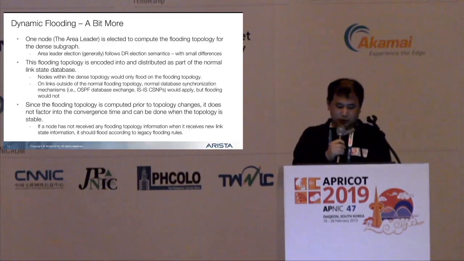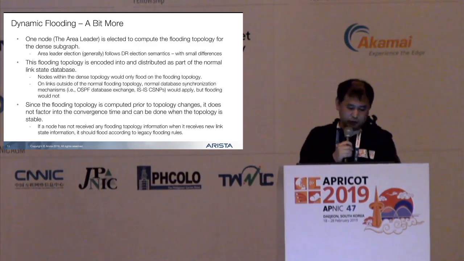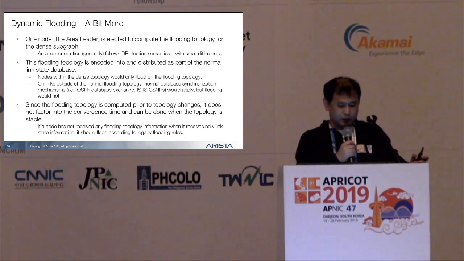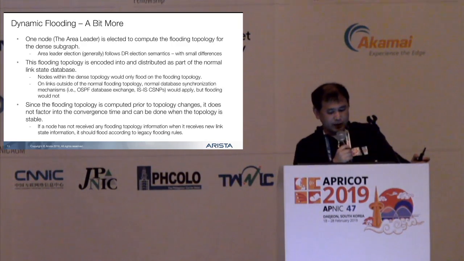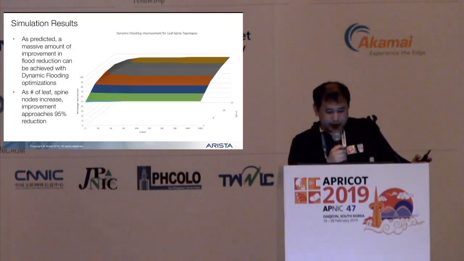If a node has not received any flooding topology information, when it receives new link state information, it should flood according to the legacy flooding rule. This is the simulation result.